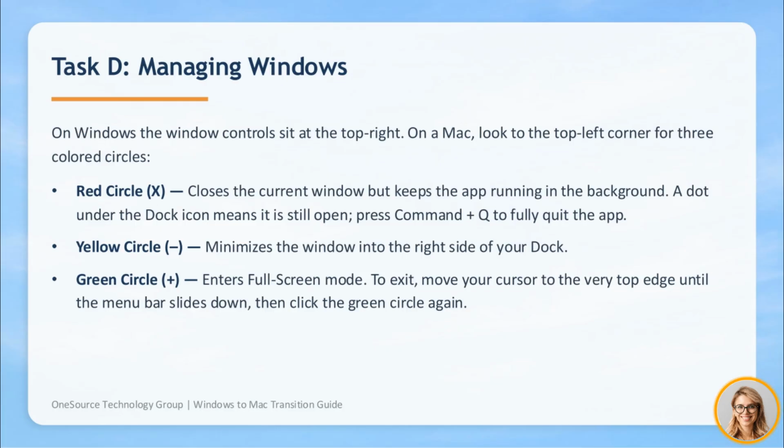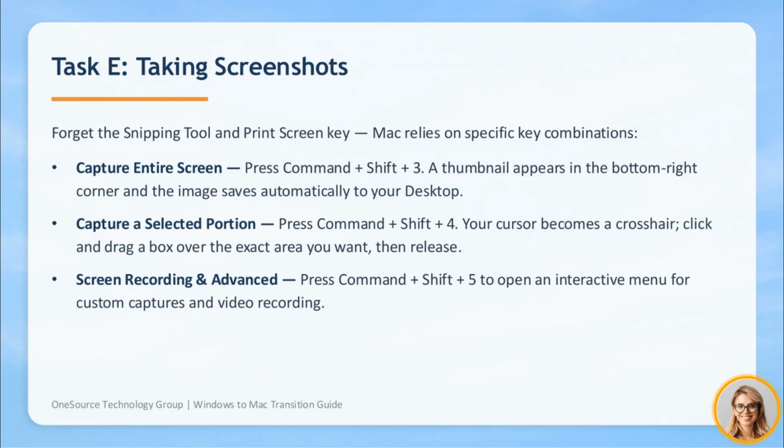Forget the snipping tool and print screen key from Windows. Mac relies on specific key combinations for taking screenshots. To capture your entire screen, simply press Command and Shift-3. A thumbnail will appear in the bottom right corner, and the image automatically saves to your desktop.